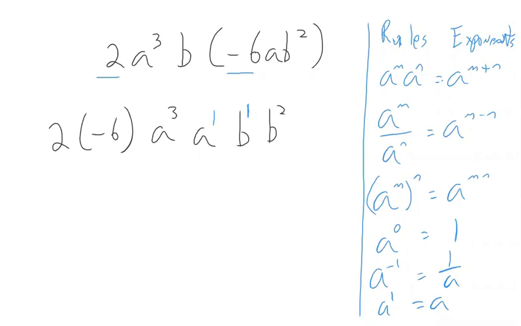So the first thing I do, 2 times negative 6 is negative 12. A cubed times a to the 1 becomes this first thing. I add them, so 3 plus 1 is 4, so that becomes a to the 4th. B to the 1 times b squared, again, I add them, so that becomes b cubed. And so my final answer is negative 12, a to the 4th, b cubed. So there is a quick recap of our rules of exponents, as well as how to multiply terms.